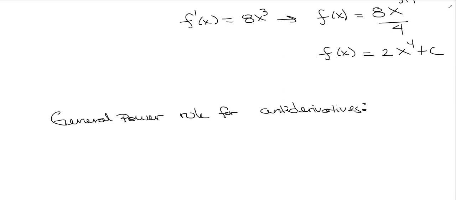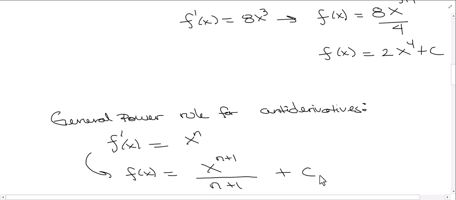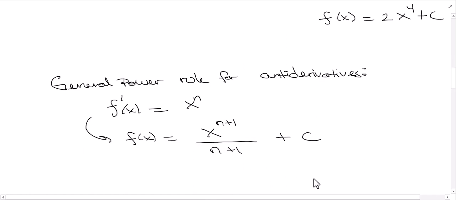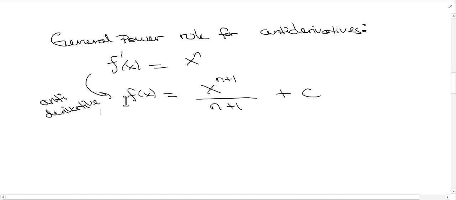Your general power rule for antiderivatives essentially says that if the derivative of some function is x to the n, then the antiderivative f of x, the original function, is x to the n plus 1, where you add 1 to the exponent, and divide by the new exponent, n plus 1, and don't forget plus a constant. So this is the antiderivative. Antiderivative is essentially just that you are given the derivative of something and you're going backwards to try to find the original function. What did you take the derivative of?